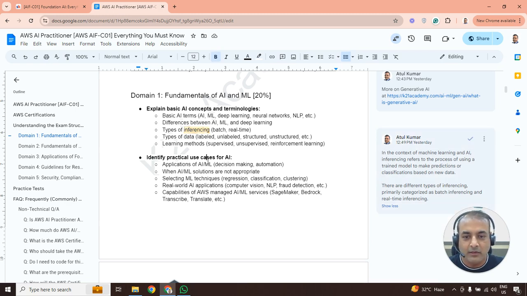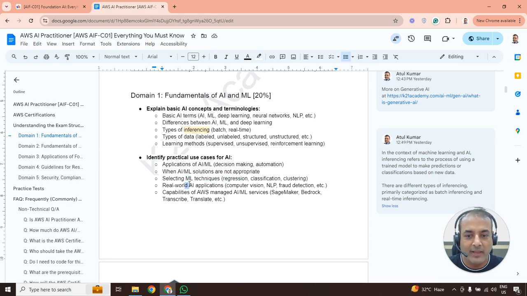Then another subtopic within this fundamentals of AI and machine learning is how you practically use AI. A lot of people don't know this. Where are the practical implementations of AI and machine learning in terms of decision making, automation, DevOps, coding, and whatever industry you're working in, sales, marketing, manufacturing, all of those. And equally important is when these solutions are not appropriate. Also, which machine learning technique to pick based on what scenarios, things like regression, classification, clustering, and so on.